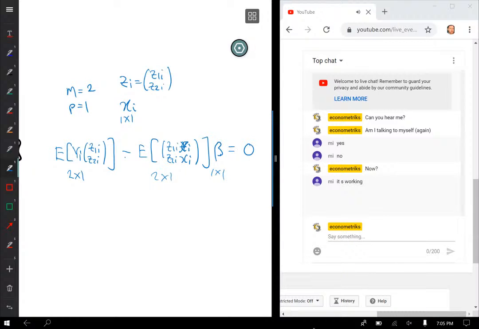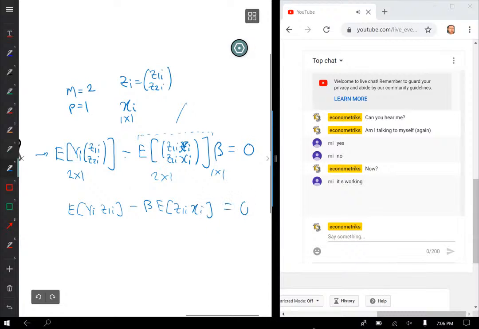Okay, so we can see here that for this to be solvable, this has got to be full rank, which just means at least one of these expectations can't be naught. So this really just gives us two equations. We've got E of y_i Z1i minus beta E of Z1i x_i.